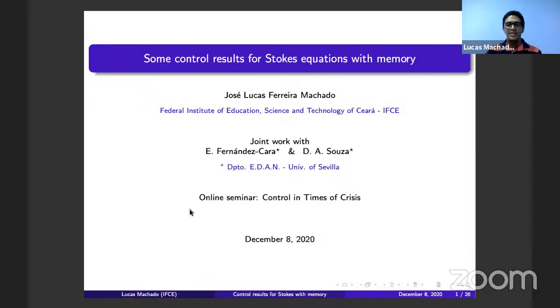Good afternoon, everyone. I would like to thank you for the invitation. I will present some control results for Stokes equations with memory. And the main result is the lack of null controllability for the linear Stokes equations with memory. That was obtained in collaboration with Enrique Fernández-Cara and Diego.